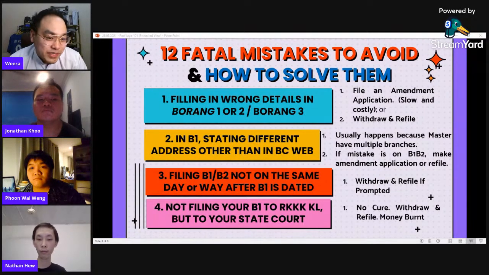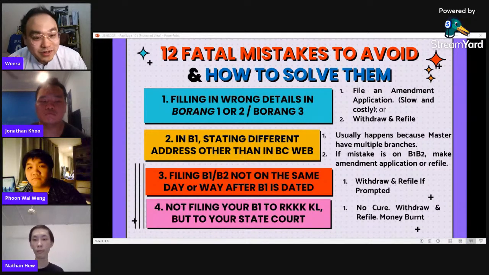Of course, some of the mistakes are minor. For example, if you made a mistake in your affidavit, then it is totally fine, because you can just simply file an affidavit pembetulan, or corrective affidavit. But if the mistake is made here, as you can see in the slides, in Borang 1 or Borang 2 or Borang 3, then that is a fatal mistake which would require attention.